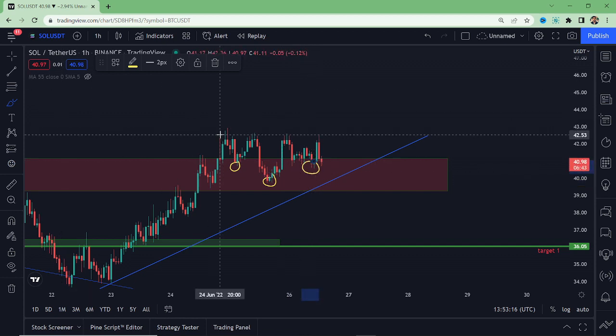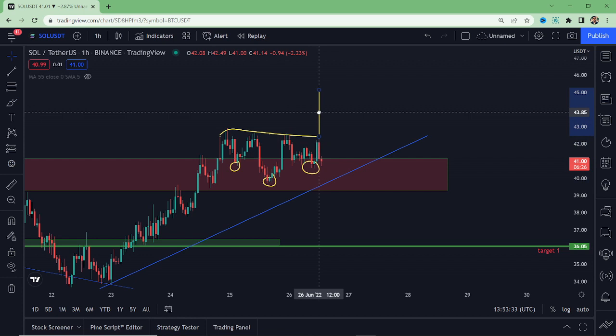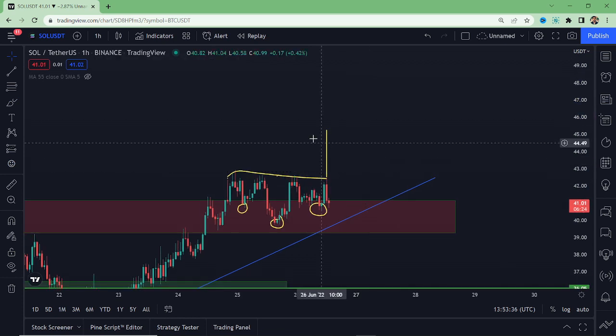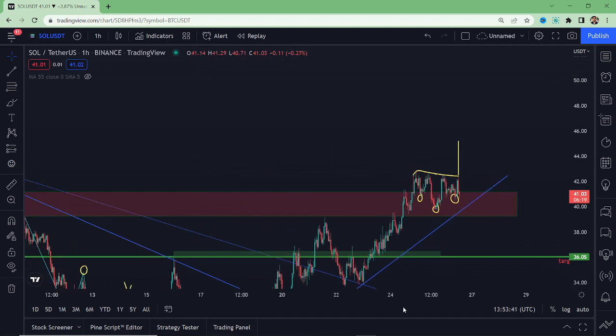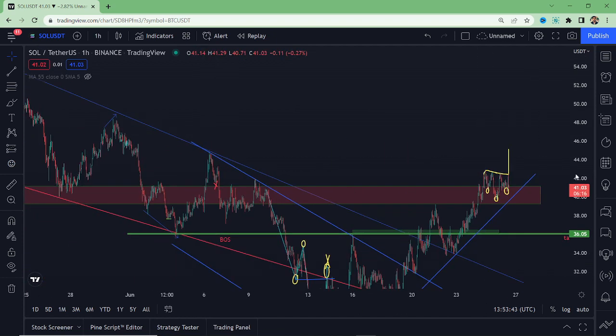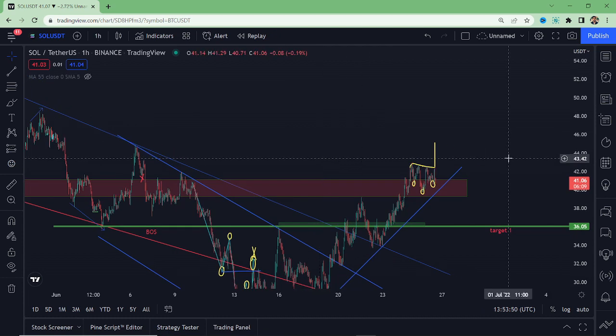What would be your targets? This would be your neckline. I mean, this one would be the neckline. This is your target. Simply grab this thing and make it here, and there you go. So I would target $45 if this neckline is broken, and that would be exactly coinciding with this resistance at 44.90, and that would be great.